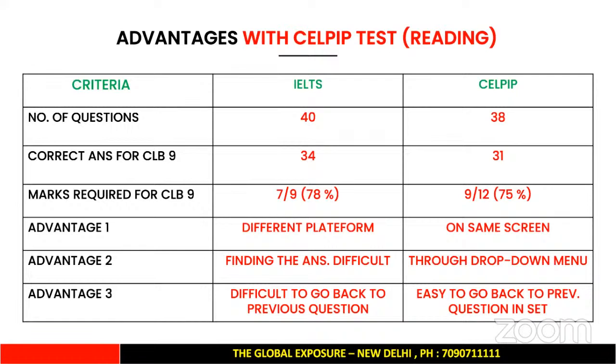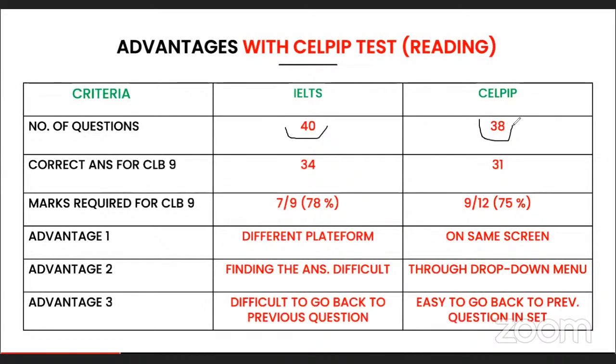Coming to the reading part now. So reading in IELTS, again it is a bit tricky because you get a multiple variety of questions. Now what is there in CELPIP? I'll be telling you about that also. First we'll discuss the question parts. So in IELTS you get 40 questions in total, but when we talk about CELPIP, there are only 38 questions in total. Correct answers for the desired band, which is 7 in IELTS, is 34, that is equivalent to CLB 9. So 34 correct answers you need, but in CELPIP, you just need to get 31 correct answers for a CLB 9 score, which is a good thing.